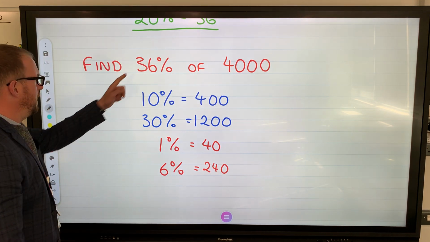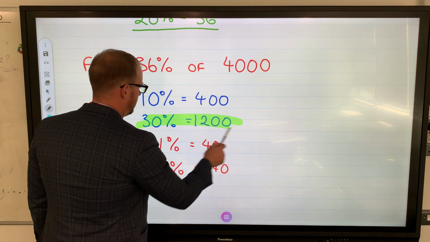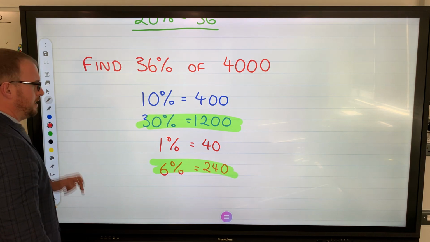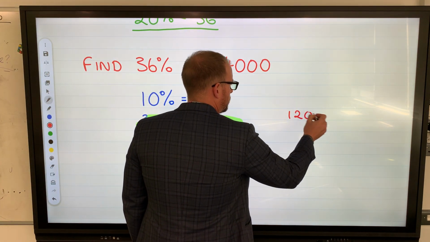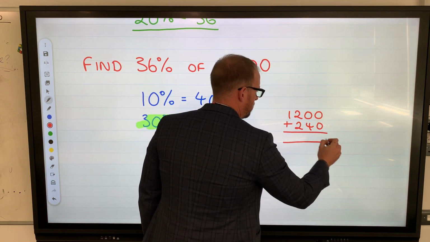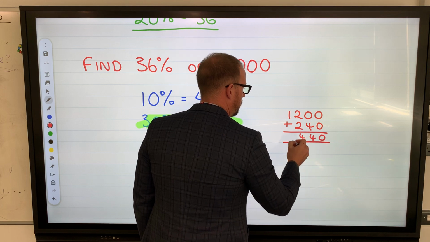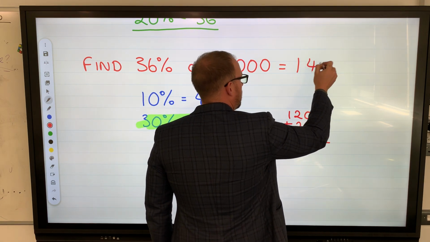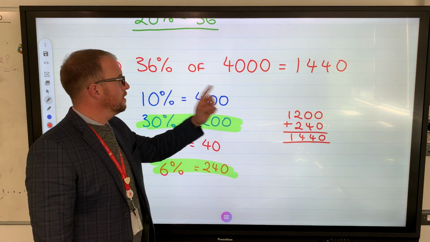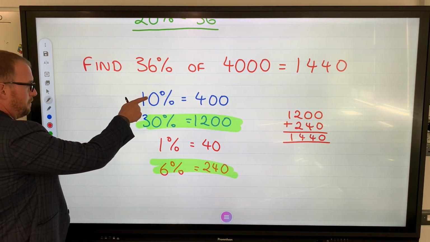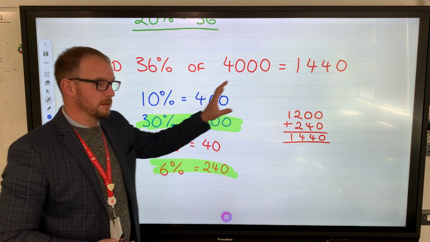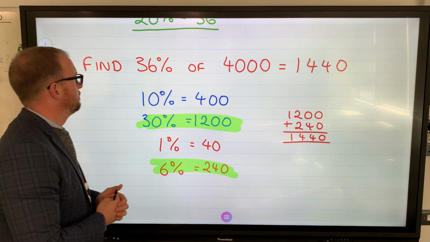So now, to find 36%, I need my 30% and my 6%. So I'm going to add these two numbers together. 1,200 add 240, be careful with place value: 1,440. Therefore, 1,440 is 36% of 4,000. Find 10% first, find 1%, multiply it by how many times you need, then add them together. That's the non-calculator way.